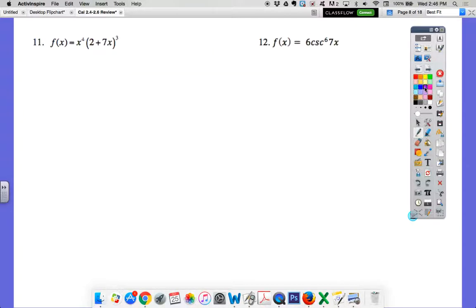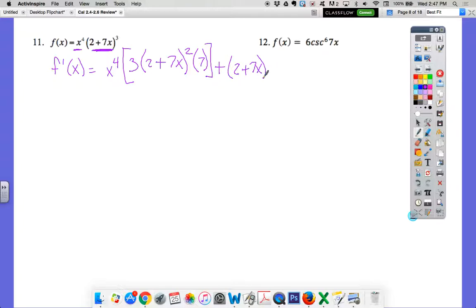Okay, let's see what we've got on the next part. Okay, we do have a product rule. We might be able to get one of these done before we need to move on to the next video. We have x to the 4th, and then we have 2 plus 7x quantity cubed. So I've got x to the 4th, and then I've got to do the chain rule on this. So I'm going to bring down the 3, 2 plus 7x, and that's supposed to be squared, and now the derivative of the inside is 7. Okay, swap it over, do me a plus sign, and then I've got to take turns. It's going to be 2 plus 7x to the third, and then the derivative of the other term, x to the 4th, is 4x to the third.